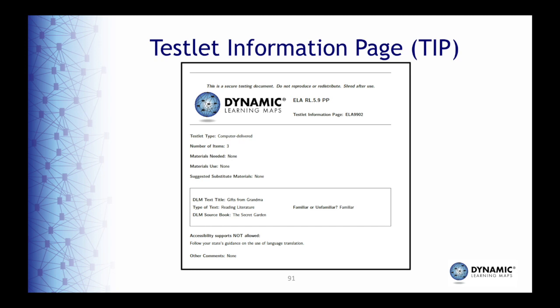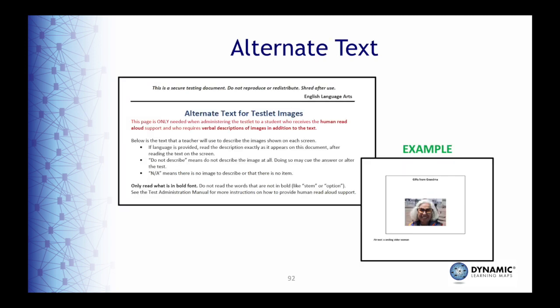This testlet information page does not include any other information about accessibility supports not allowed or any comments. However, subsequent pages of the testlet information page include alternate text for students who need human read aloud and descriptions of images in addition to the text. An example of alternate text for a testlet image is shown on this slide. The test administrator would read the text on the screen, which in this case is the title, Gifts from Grandma, then describe the picture by saying, "A smiling older woman," exactly as written. Although not shown here, alternate text is provided for all other images in the testlet as well.